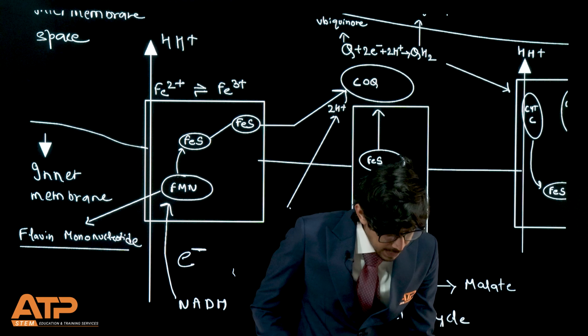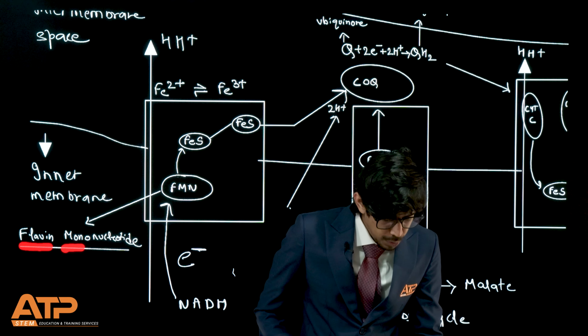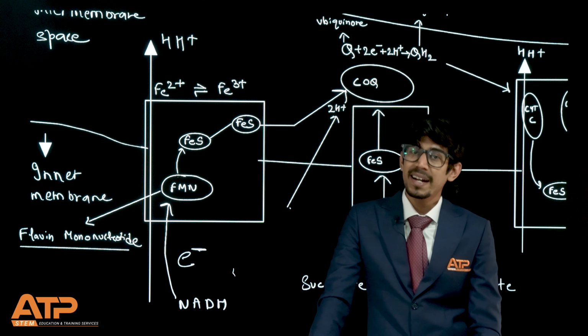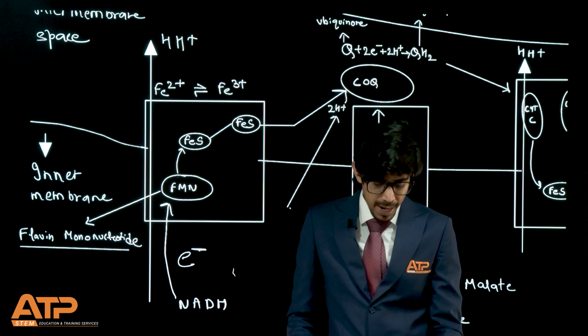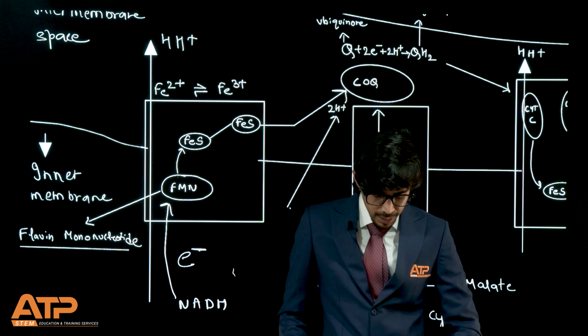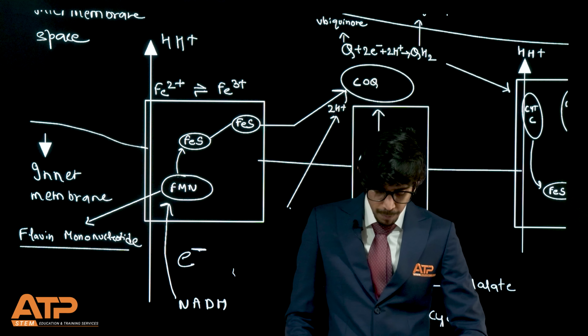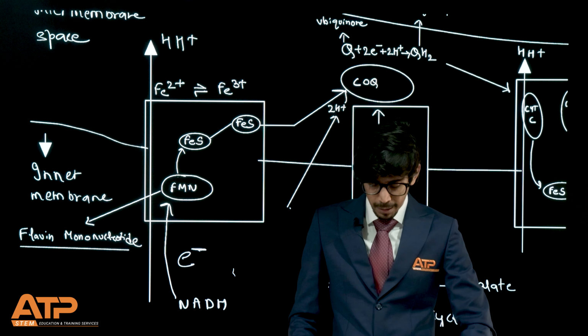The electron from NADH goes to a component present in complex 1, called FMN. In short, the full name is flavin mononucleotide. So who accepts the electron from NADH? FMN. FMN will accept these electrons, and these electrons will be given to the other electron carriers which are present in complex 1.